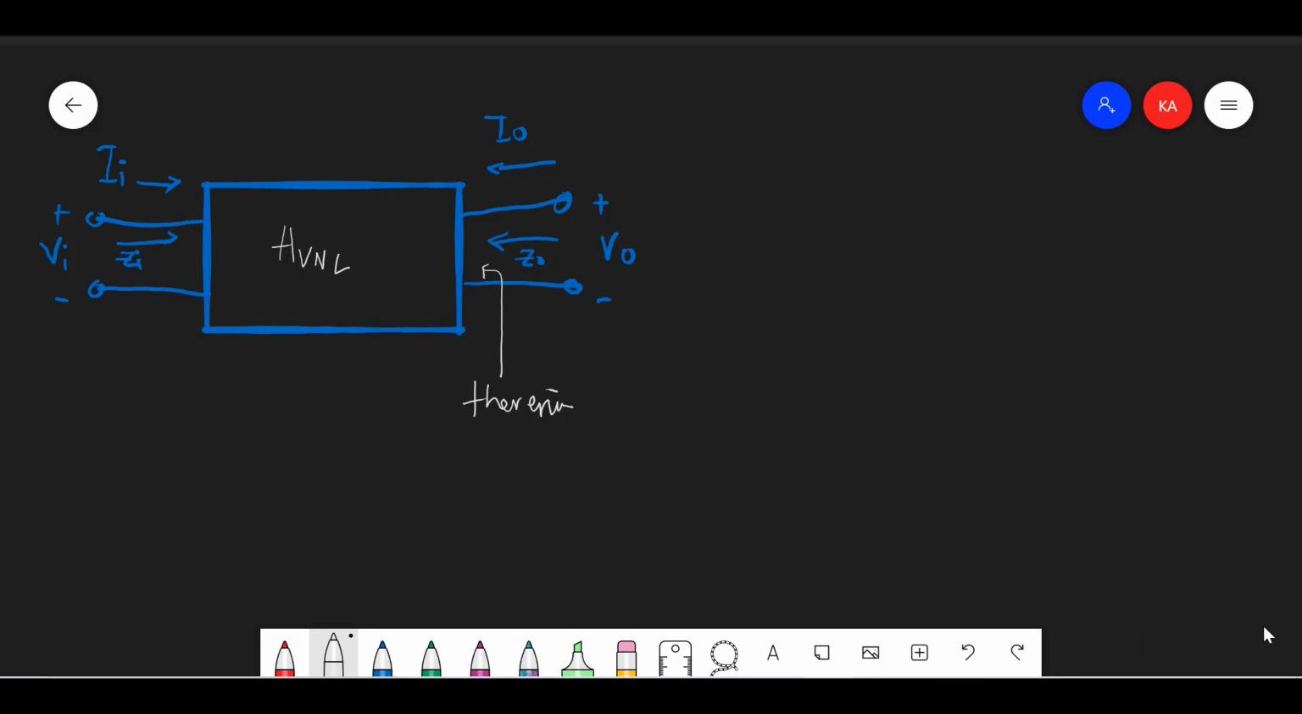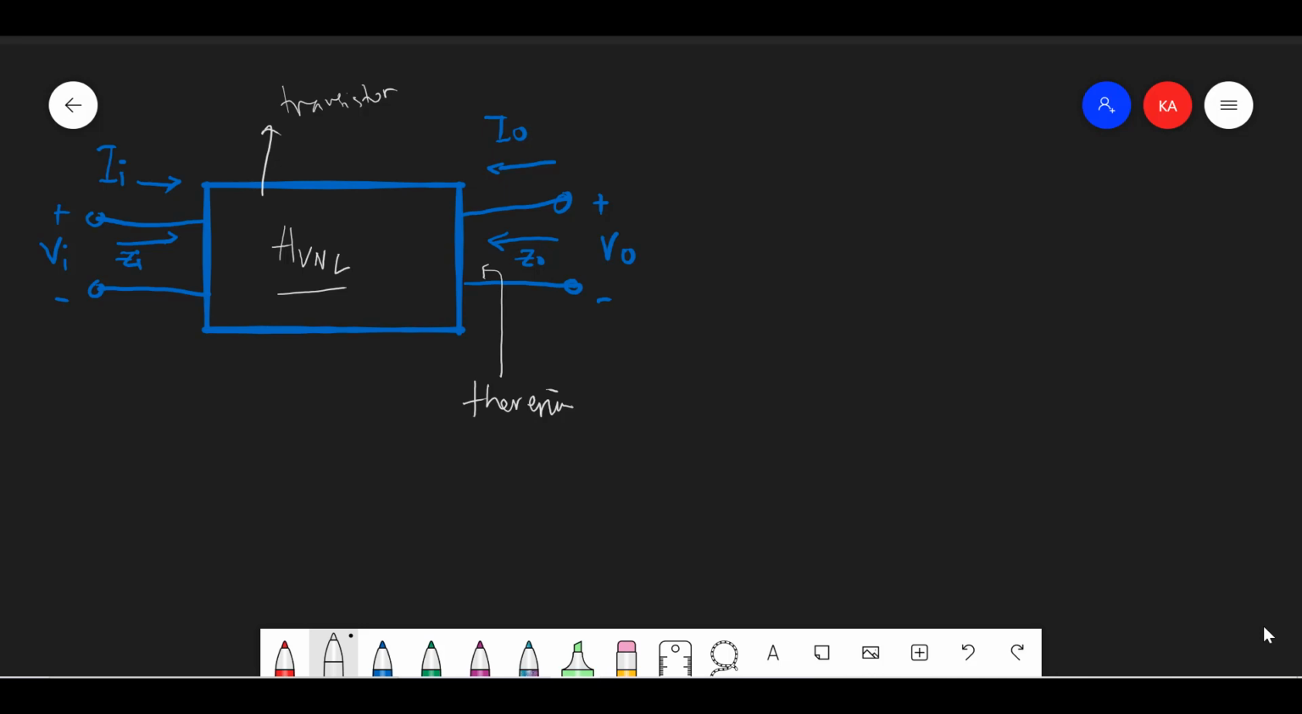We have the two-port system here. This is the transistor, and then we draw it as a two-port, and we have the AVNL. AVNL is the voltage gain no load. So in this transistor, we didn't connect any load.